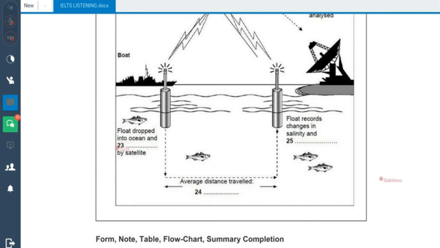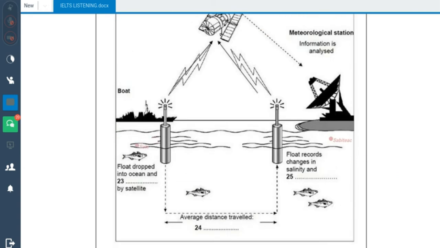As you can see, for question 23, you have floats dropped into ocean and dash by satellite. So you use the words as clues, because the speaker will mention the words float dropped into ocean, but will use synonyms to say exactly the same thing. And for the dash, you are listening for the missing word or words.